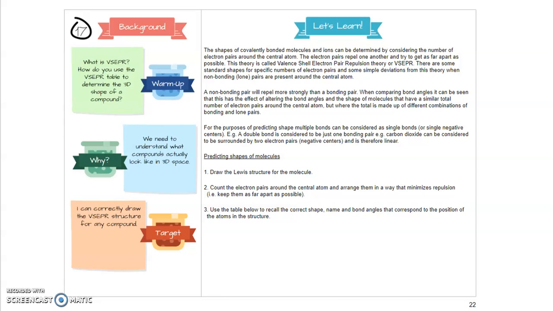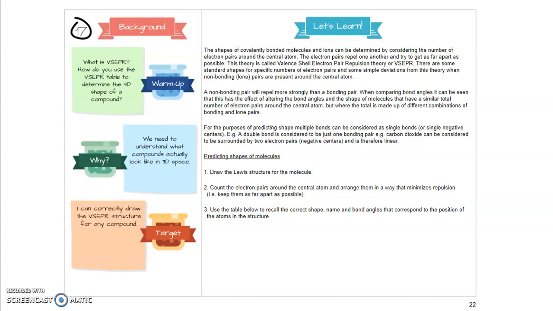So part 17 here on page 22, this is the last of the parts for this unit. We're going to be talking about VSEPR today, V-S-E-P-R, pronounced VSEPR just as an acronym. We're going to be working on how we think about these things in 3D space. We use the Lewis structures first, but today's target is that you can correctly draw the VSEPR for any structure that we need to.